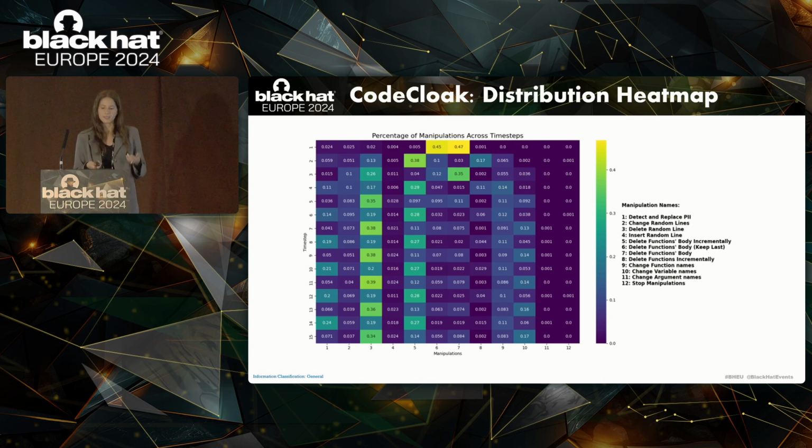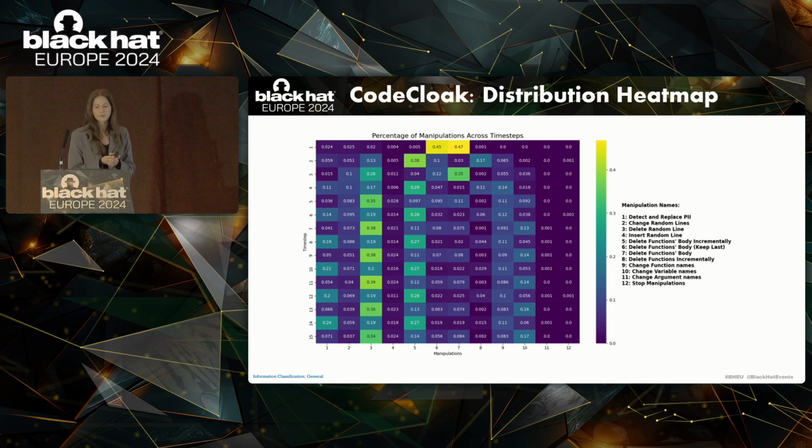Here we can see the action distribution heat map at test time of our method. On the x-axis, we can see the manipulations, which means which manipulation we can apply to our source code. On the y-axis, we can see the time step, which means how many modifications we made to our source code until now. In our real implementation, we chose to restrict the number of steps to at most 15, because we wanted CodeCloak to work in real-time applications.